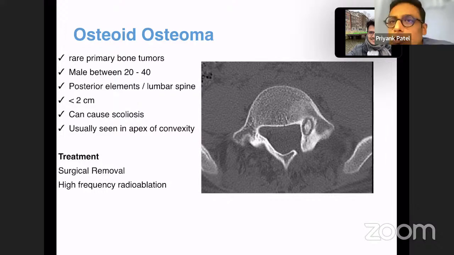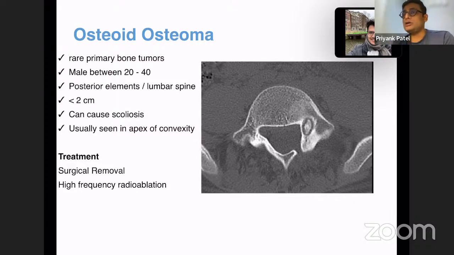Great. So going back to our primary tumors, we now have osteoid osteoma. Osteoid osteoma is again a tumor which is seen in males in their 20s to 40s more than females. Commonly seen in the posterior elements, the classical nidus or the size of the lesion is less than 2 centimeters.